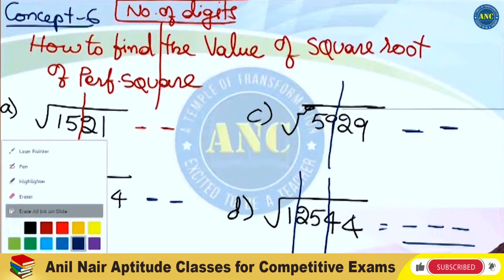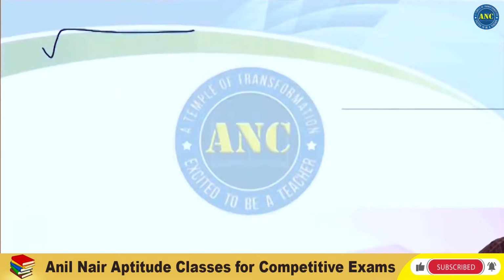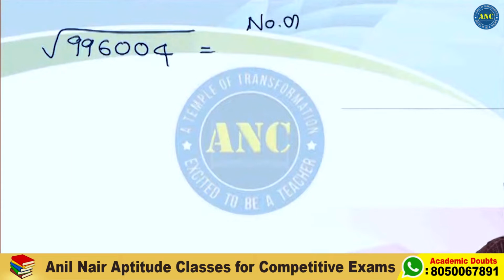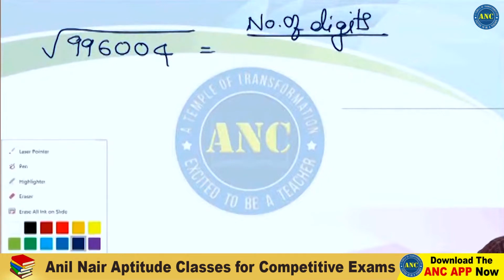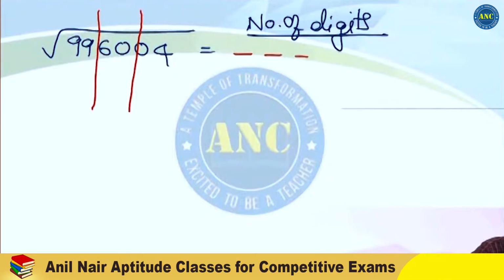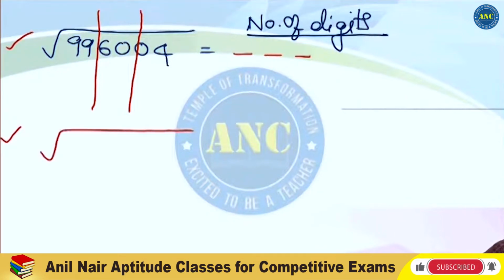Before we solve the problem, let us see some more questions. 996004. How many digits are there in the answer? He is not asking you the value. He is asking how many digits are there in the answer. Take a group of 2 digits. The answer contains how many digits? 3 digits.